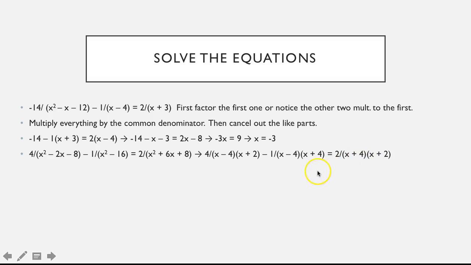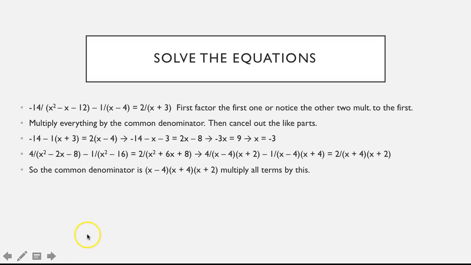Remember, your common denominator is just all the different factors. So you want to use x minus 4 once, x plus 2 once, and x plus 4 once. Then you're going to want to multiply everything by that. So your common denominator is x minus 4 times x plus 4 times x plus 2.